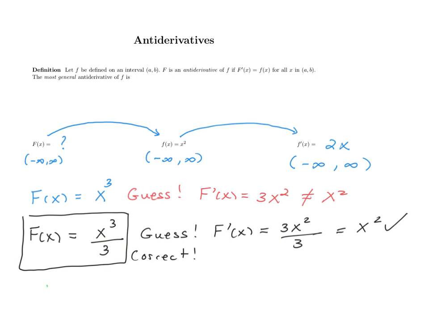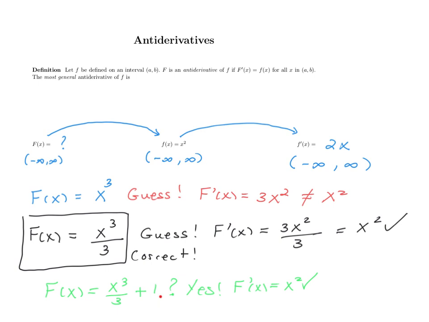For example, if I let F of x equal x cubed over 3 plus 1, does this also work? And the answer is yes. And the reason is, when you take the derivative of this part, you'll bring down the 3. It'll cancel with the 3 in the denominator. We'll have x to the power of 2. But this constant of 1 is going to drop down to 0. It turns out for this function that when you take its derivative, you still get x squared.